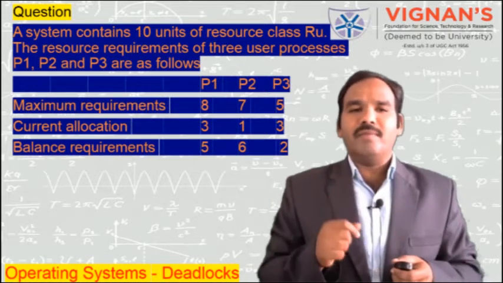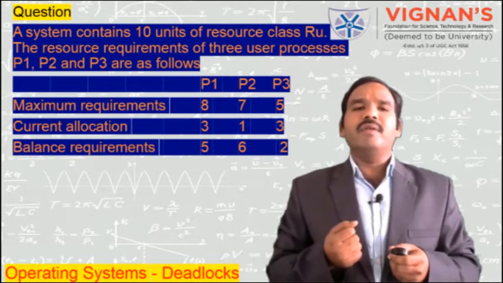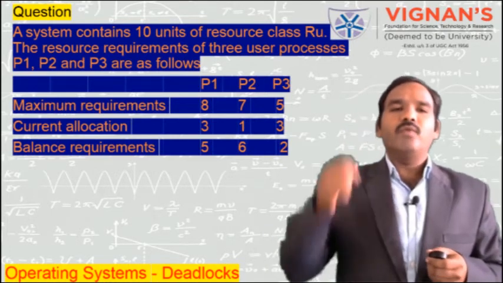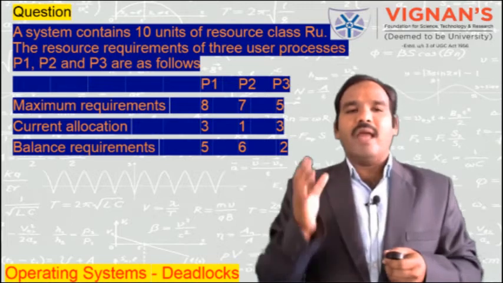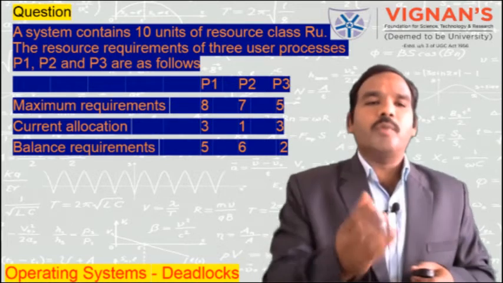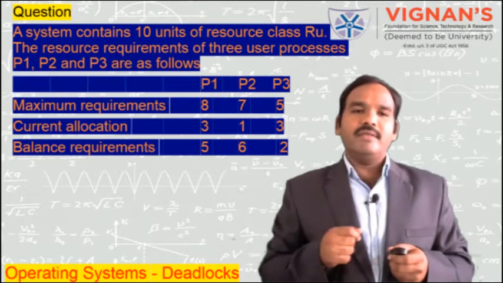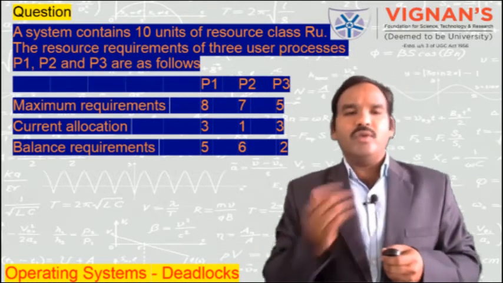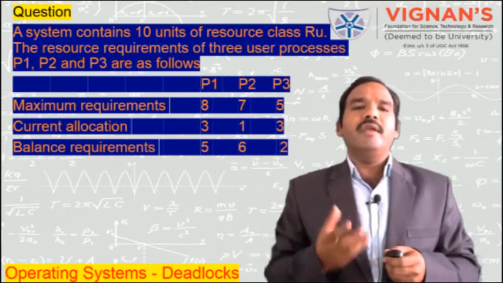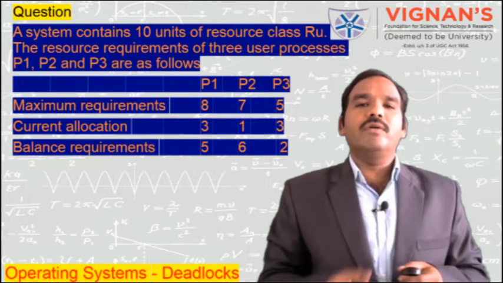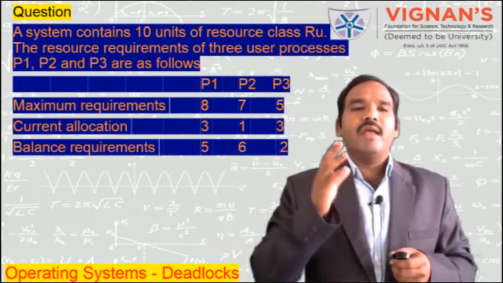And balance requirement means the need; balance in the sense of need. We have used maximum, allocation and need, but in this problem they are calling need a balance. The balance requirement, you know the formula for need. The formula for need is max minus allocation. Need equals maximum requirement minus allocation.